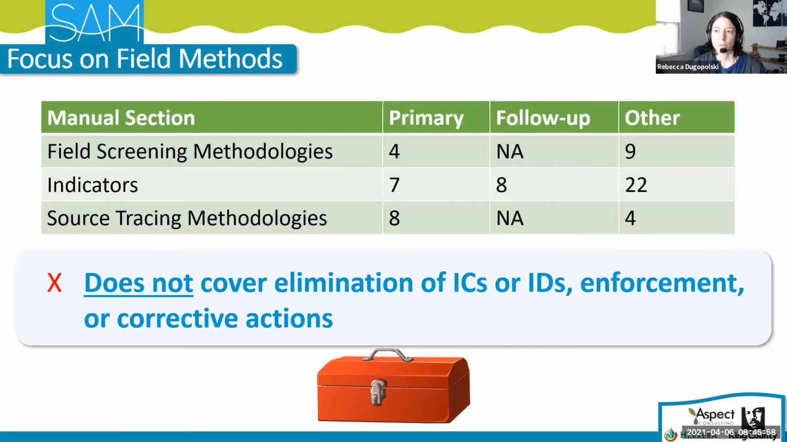And the follow-up indicators, we added 1 and subtracted 1, so same number there, but we added some additional other indicators. And then source tracing methodologies, we also streamlined that a little bit and moved some extra ones to the appendices that weren't used quite as frequently, and then streamlined the other methodologies as well. So a couple of those moved to the field screening methodologies, which is why that other number went up while the source tracing methodologies went down. And just a note that this does not cover elimination of illicit connections or illicit discharges, as Jeanne mentioned, or enforcement or corrective actions. So that's why we're focusing on the ICID portion and not the E in IDDE.